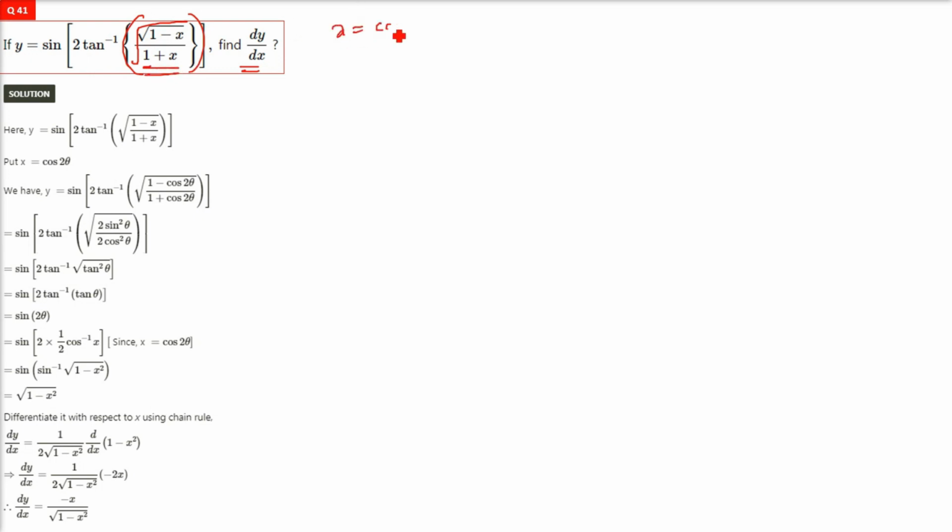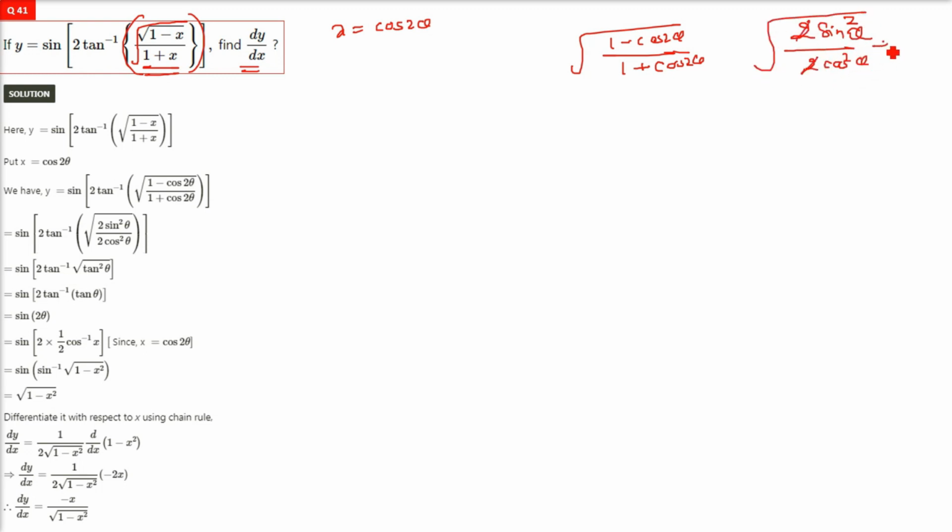So if we put x as cos 2 theta, what do we get? 1 minus cos 2 theta divided by 1 plus cos 2 theta. 1 minus cos 2 theta is simply 2 sin square theta. And 1 plus cos 2 theta is 2 cos square theta. 2 gets cancelled. It will be tan square theta. Since it is inside the under root, it will be tan theta. And as I told you earlier, what do we need? We need a tan theta, of course.